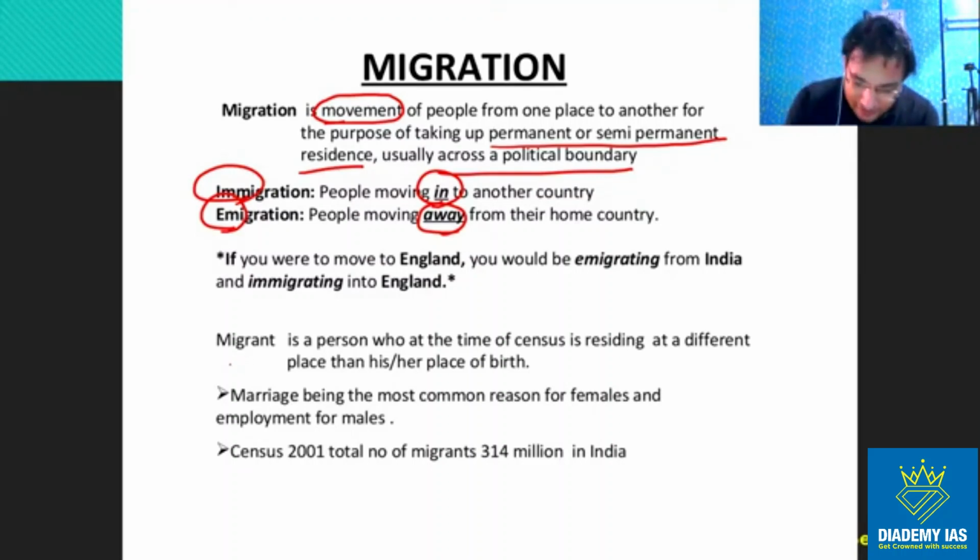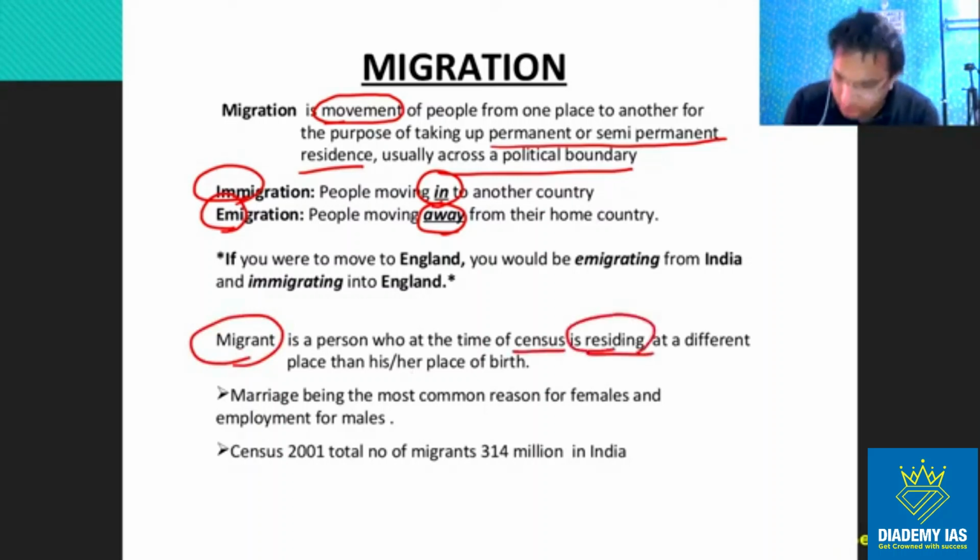Migrant. What is the meaning of migrant? A migrant is a person who at the time of census is residing at a different place than his or her domicile. The main point is residence, right? Residence can be for any purpose. It can be because of marriage, though in case of marriage we do not consider it to be migrant, but especially because of education and employment, right? Domicile means the place of birth, right? तो कर्म भूमि और जन्म भूमि दोनों अलग अलग जब होती है तो उसको हम बोलते हैं माइग्रेंट.